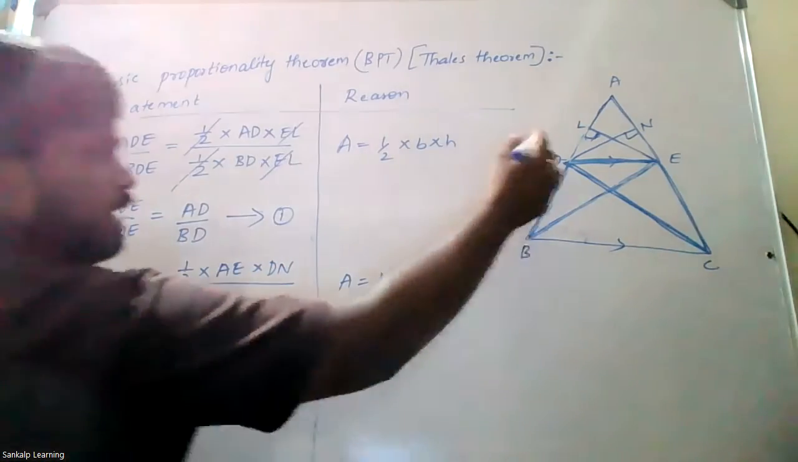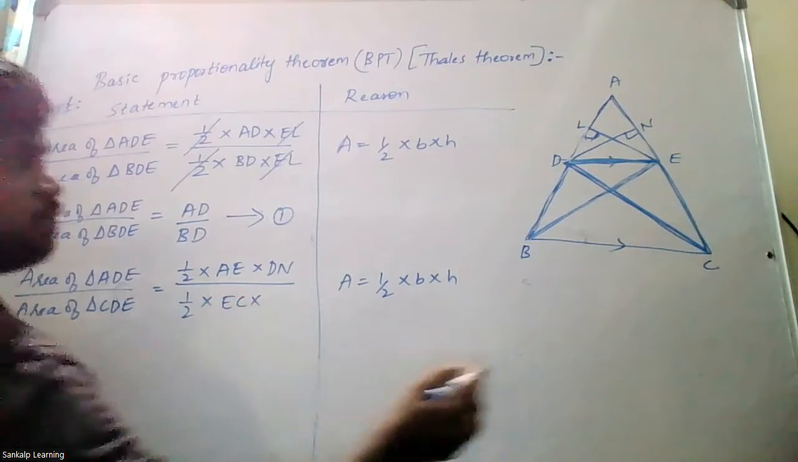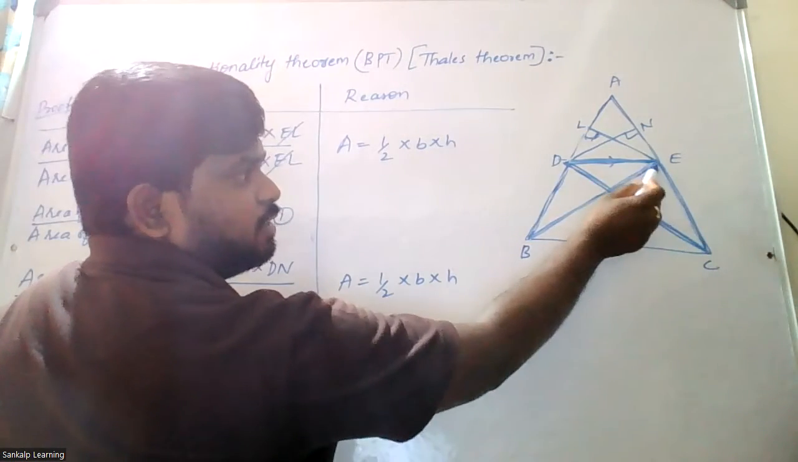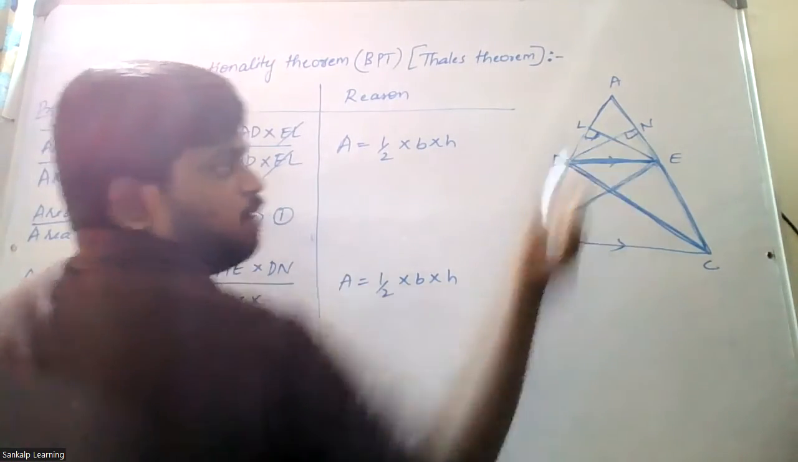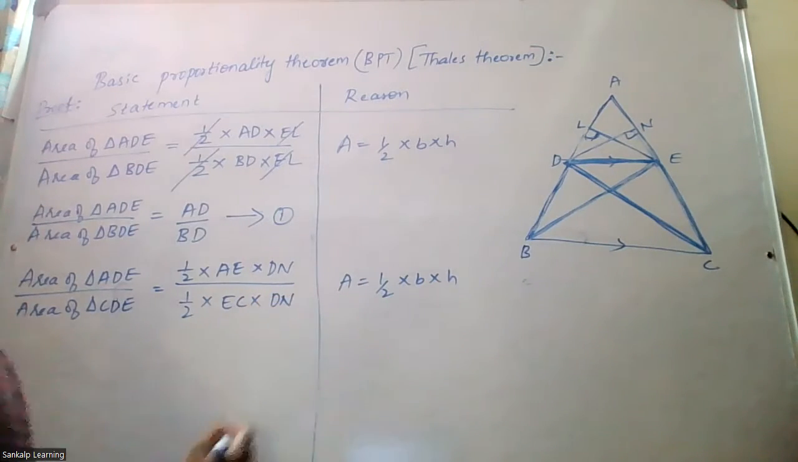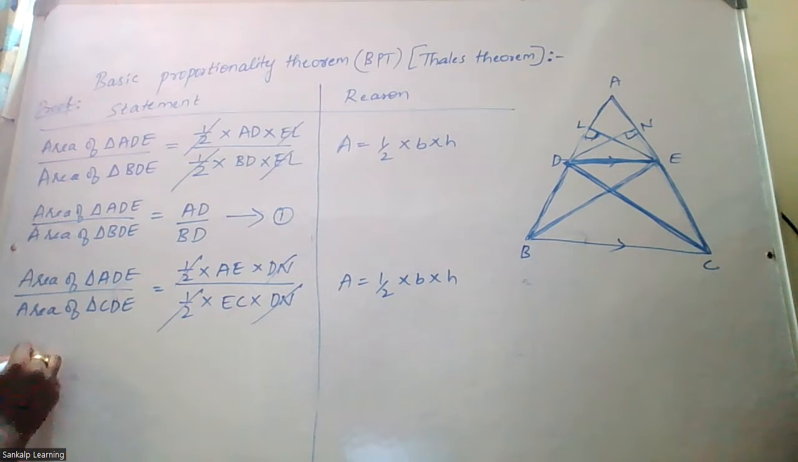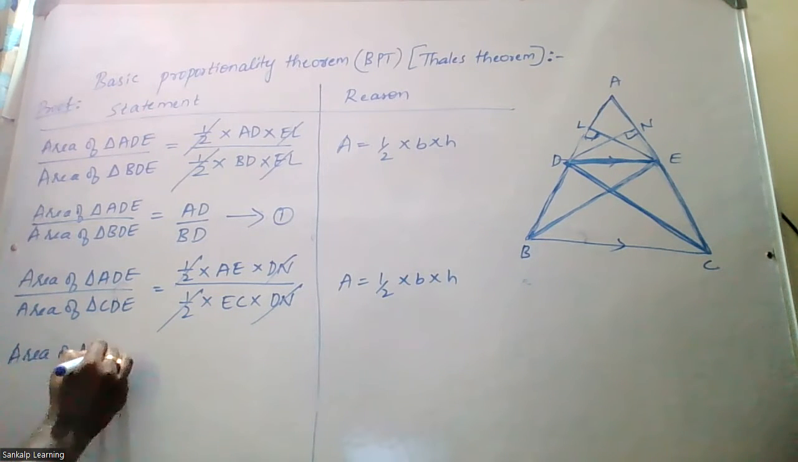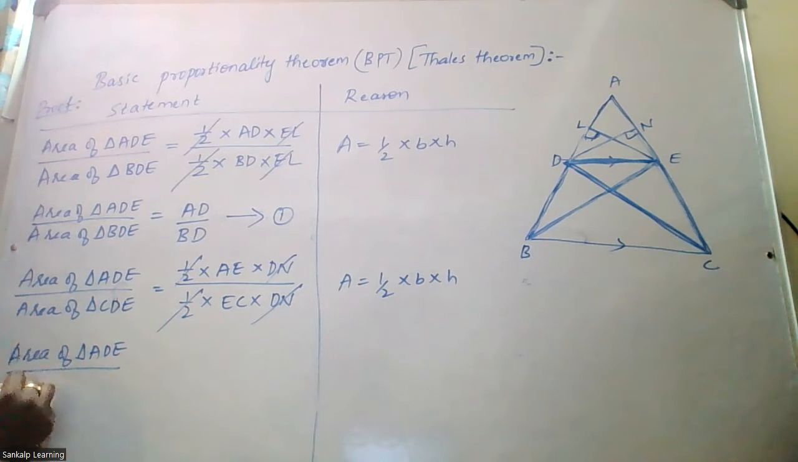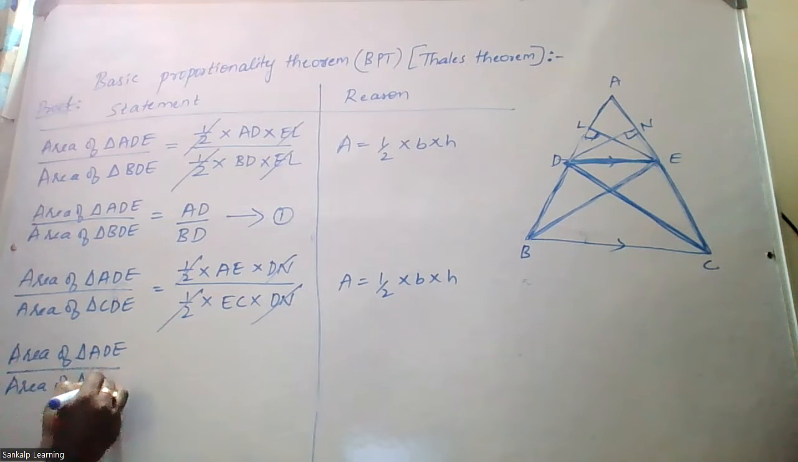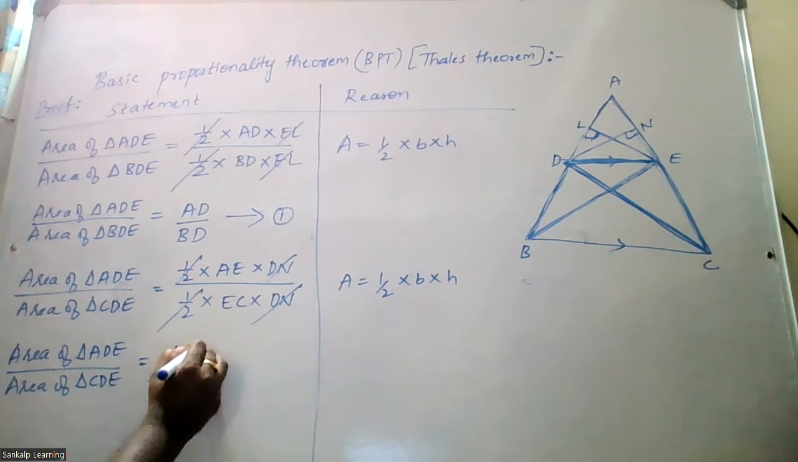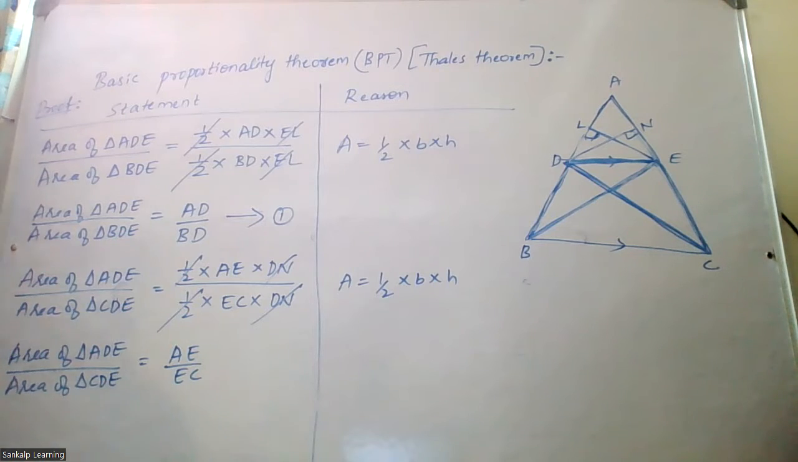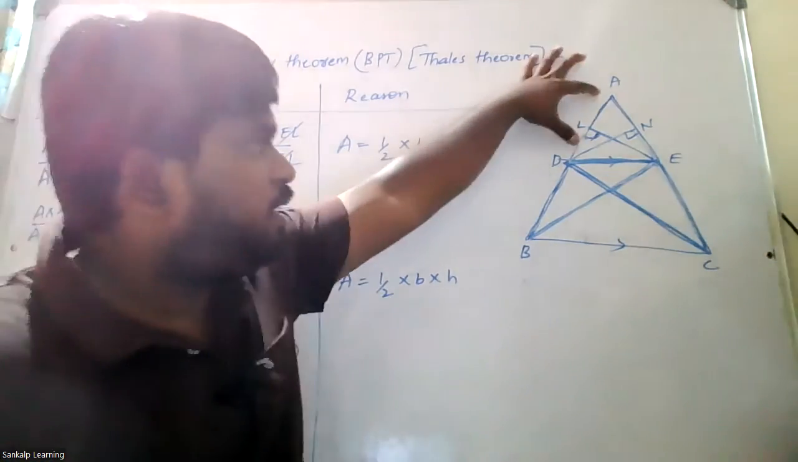Half. Now I'll take EC as the base. If I take EC as the base, observe this side is extended. From outside, you get a perpendicular. Again, DN will be the height. So half and half get cancelled, DN and DN get cancelled. We are left with area of triangle ADE by area of triangle CDE is equal to AE by EC. Equation 2.